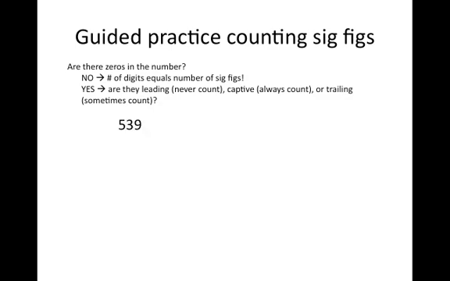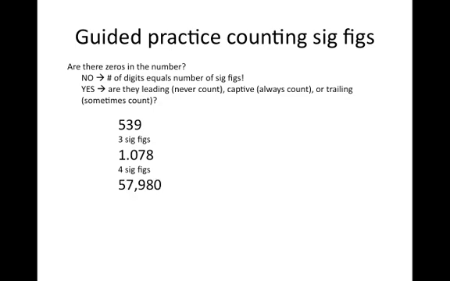This number contains no zeros, so all of the digits count towards the number of sig figs. Therefore, this number has 3 sig figs. This number has a 0. Because the 0 is trapped between 2 non-zero digits, it's a captive 0 which always counts. Therefore, this number has 4 sig figs.